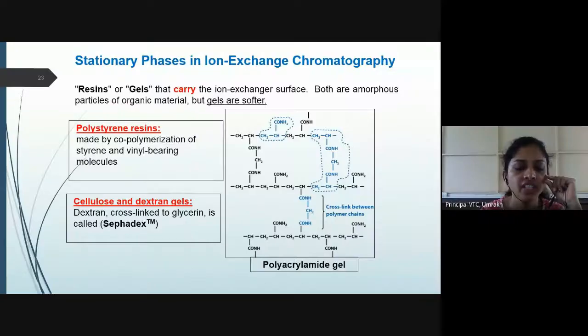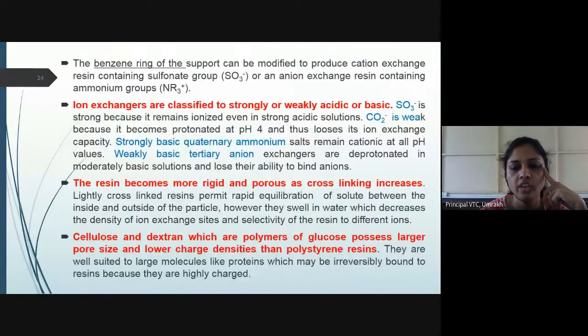Resins or gels are used as a stationary phase in ion exchange chromatography. Polystyrene resin and cellulose or dextran gel are more commonly used in ion exchange chromatography. There are strong cation exchangers, weak cation exchangers, strong anion exchangers, and weak anion exchangers.